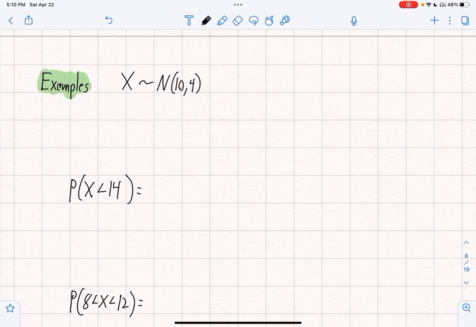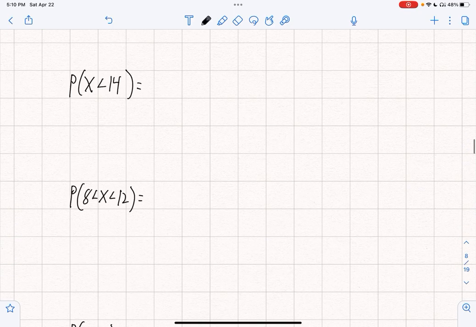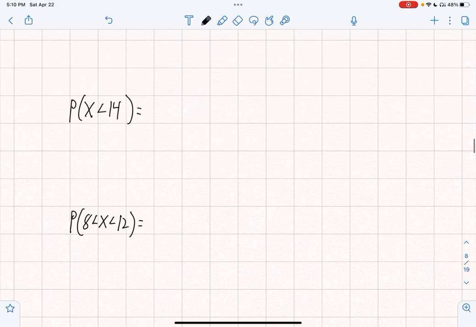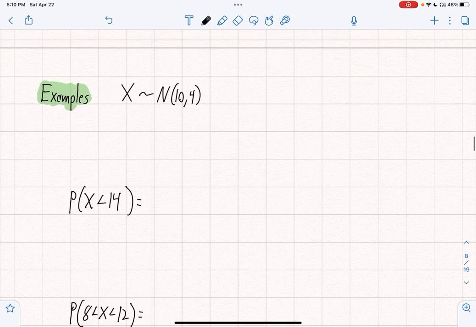So let's say x is now normally distributed with a mean of 10 and a variance of 4. We want to find some probabilities for x less than 14, between 8 and 12, and greater than 16. Okay, so if x is normal with a mean of 10, so I'm going to write mu is equal to 10. Variance, so sigma squared, is given to us as 4, which means that sigma, the standard deviation, would be the square root of 4, or just 2.